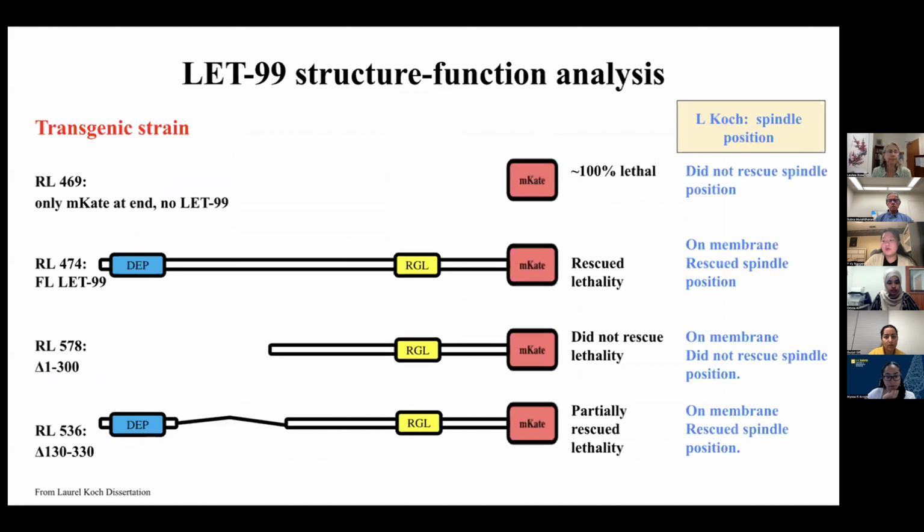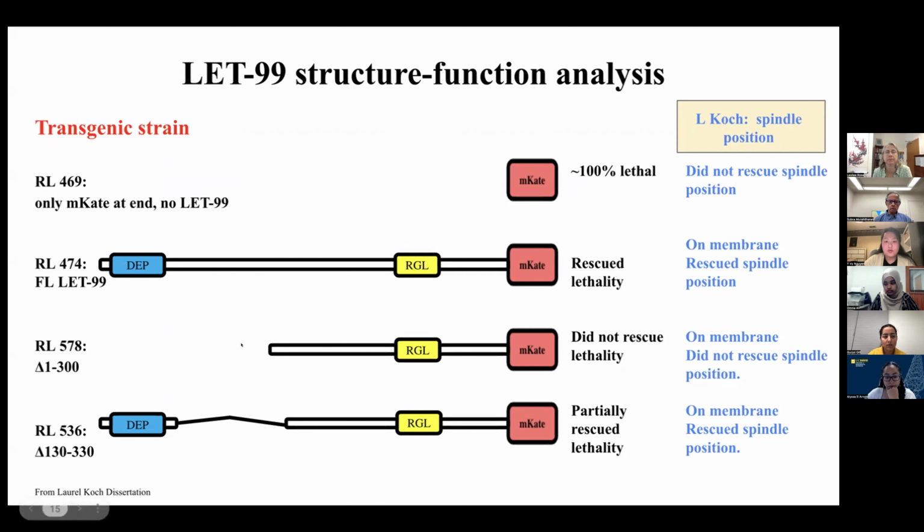And this is the summary of my result, along with the work of Laurel Koch about spindle positioning and getting on the membrane. With no lead99, we see 100% lethality, and it did not rescue the spindle positioning. The full-length lead99 rescues the lethality. It can get on the membrane and rescue the spindle positioning.